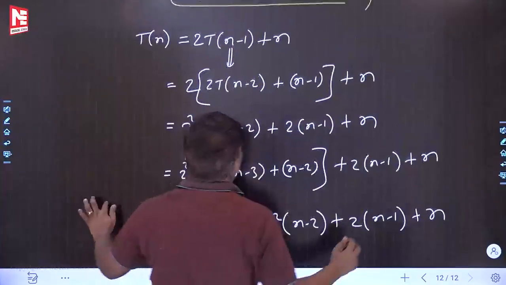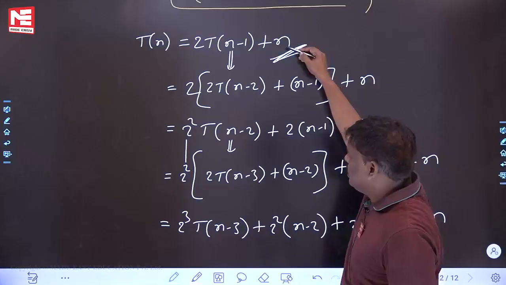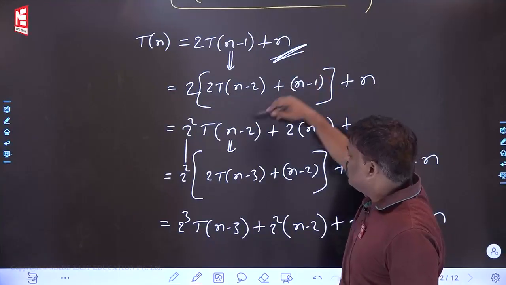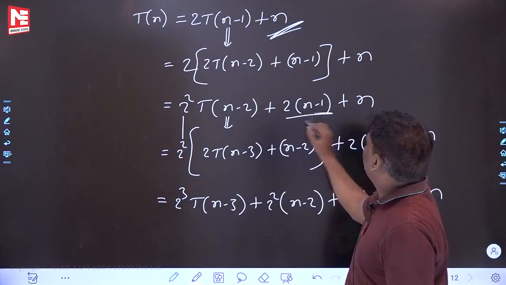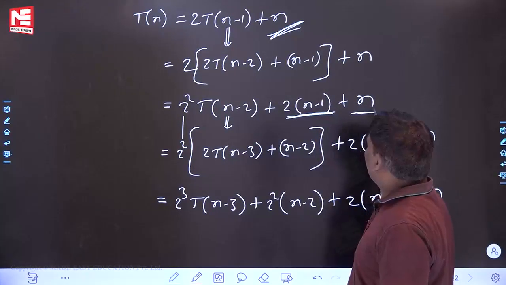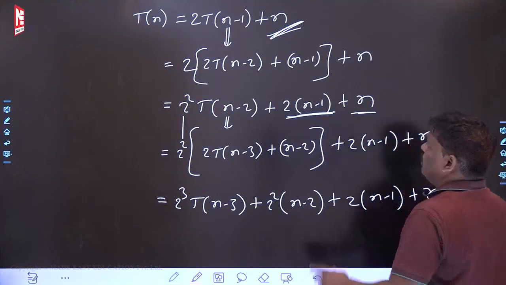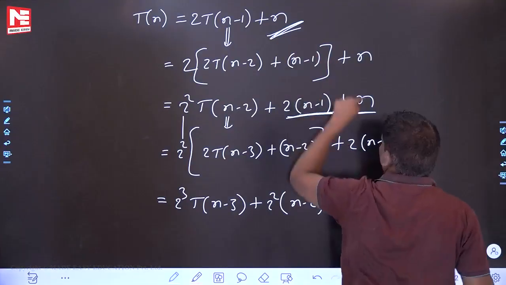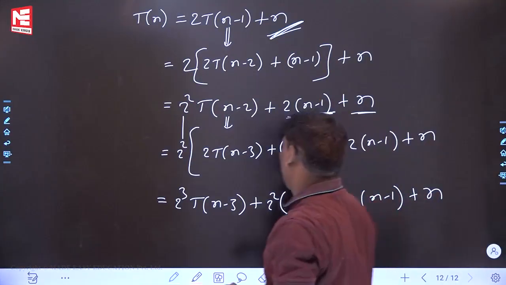Now one more thing I want to ask you. Please help me now. The first round non-recursive term, and the second round non-recursive term. Are both the same or different? Both are different. Different means a series is coming. If the first level non-recursive term and second level non-recursive term differ, a series is coming. Which series, if you want to know?